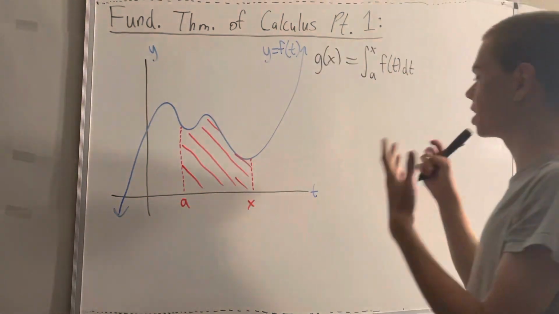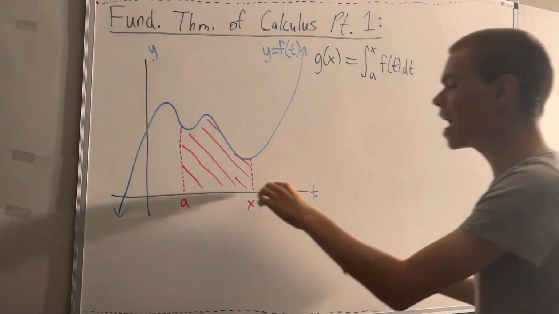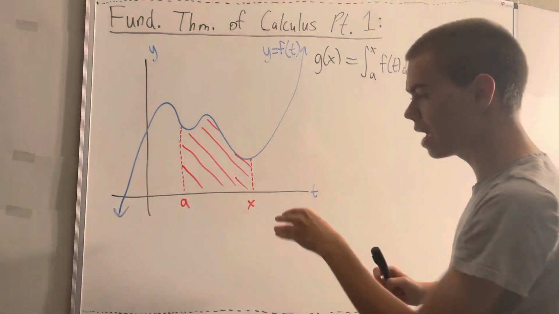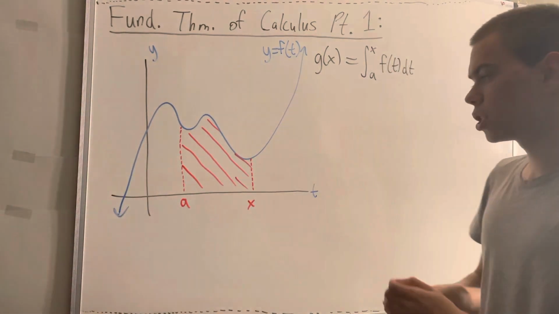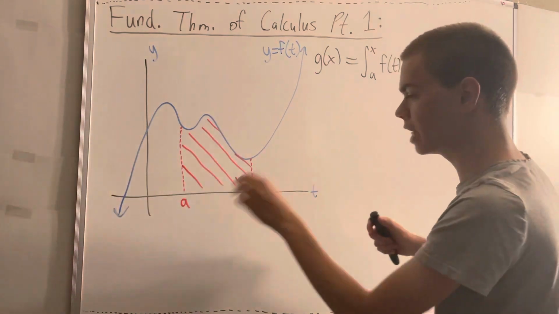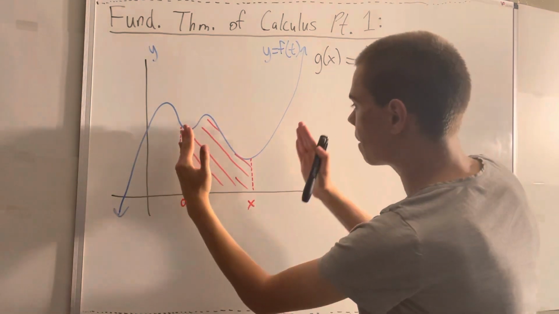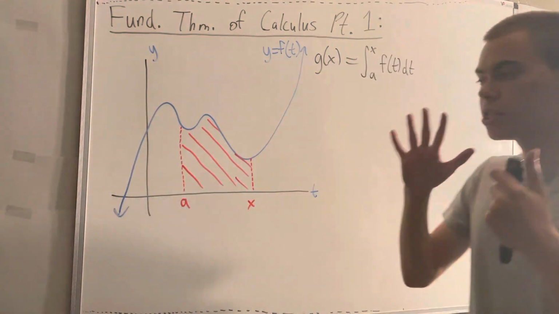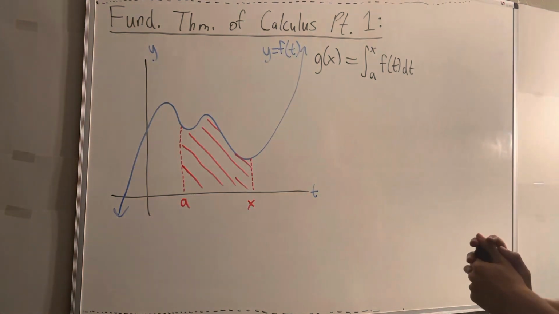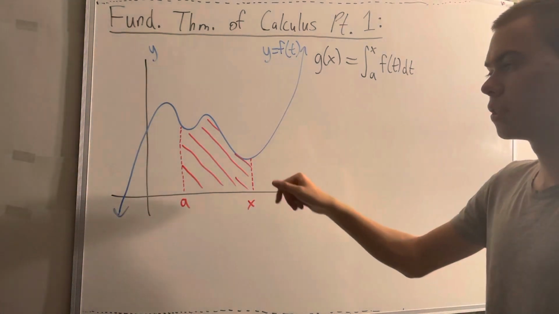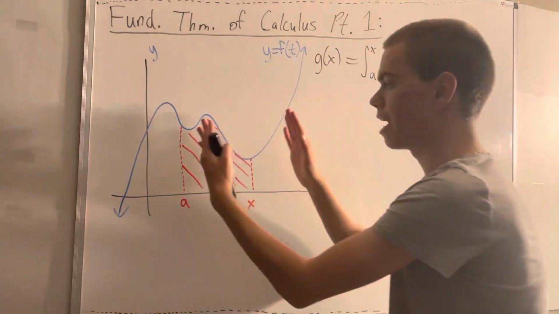And so what we're actually going to do is let x vary. Okay, so x is actually a variable here. And if we vary x, we're going to keep a constant. So a is a constant, and we're going to vary x. And the whole idea of that is that if we vary x, then we're varying the area underneath the curve.